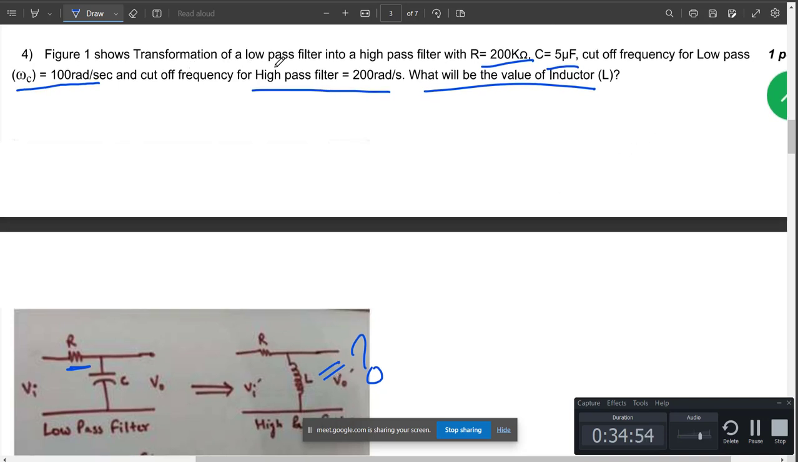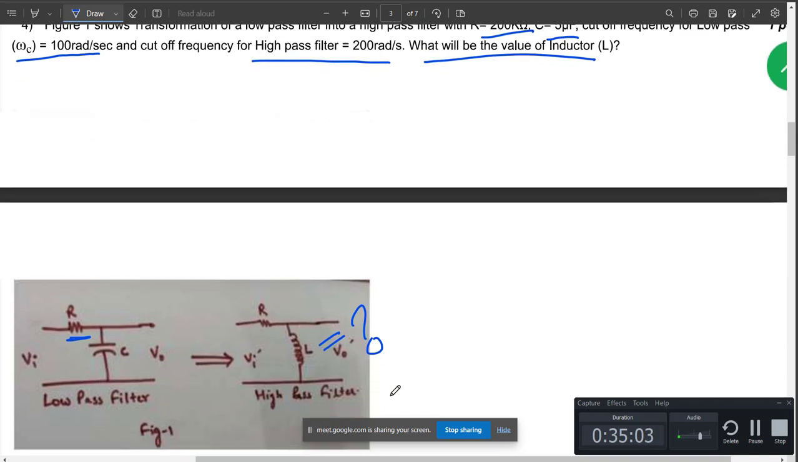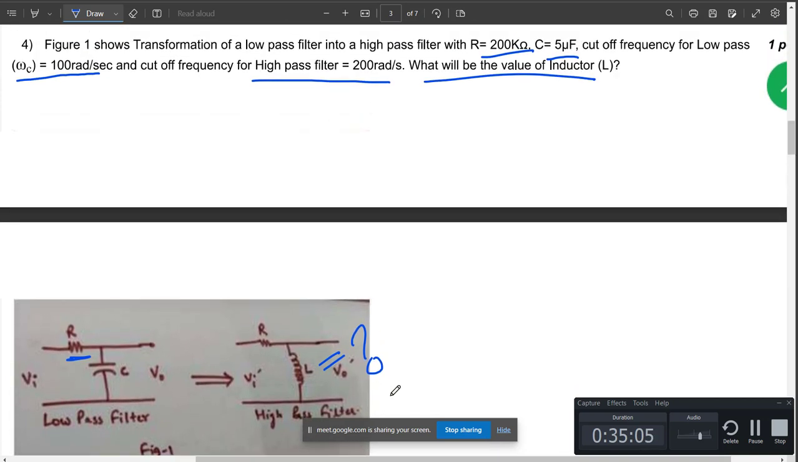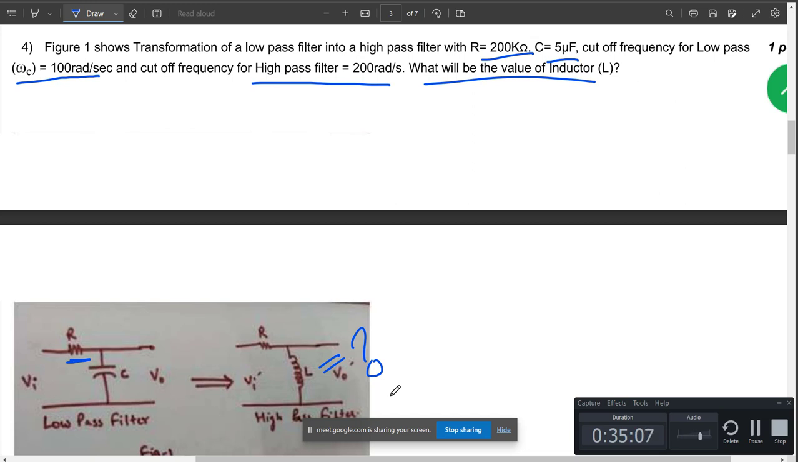And for L, the cutoff frequency, here also you have the formula given to you. Put the value of R, and you can get the value of L, right? So try to solve this question and then we'll discuss it.